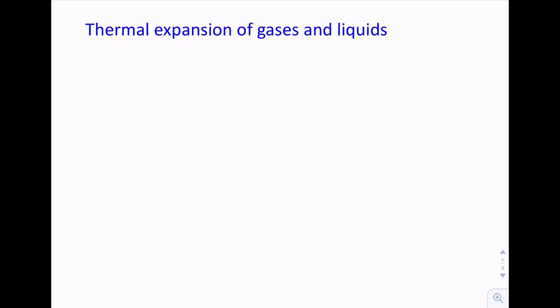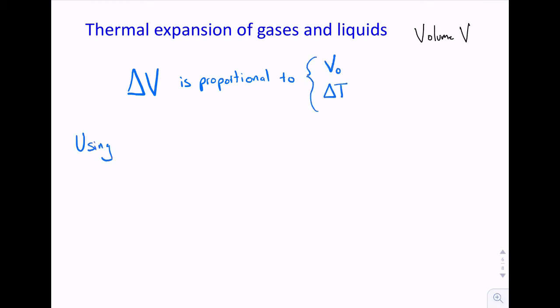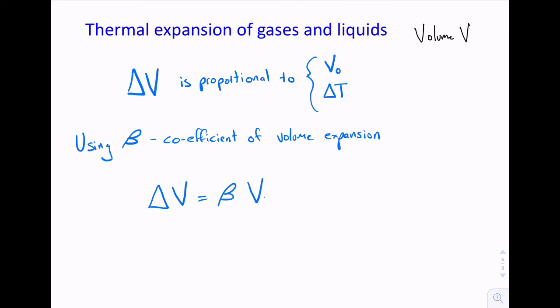We now consider the expansions of gases and liquids. This is similar to the linear expansion we considered previously, except we are now talking about volume instead of length. So consider the change in volume, delta V. This is also proportional to the change in temperature, delta T, and to the initial volume of the material, V naught. We can add the coefficient of volume expansion, beta, and as an equation we now have delta V equals beta V naught delta T, where delta V equals the change in volume, beta equals the coefficient of volume expansion, V naught equals the original volume, delta T the change of temperature.